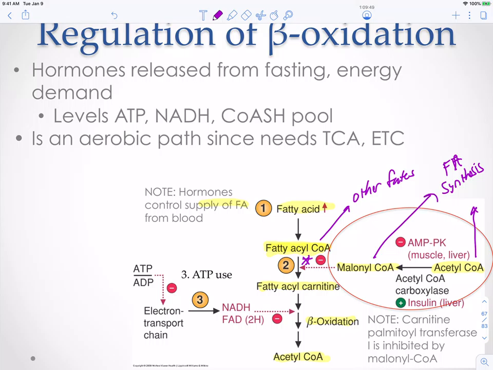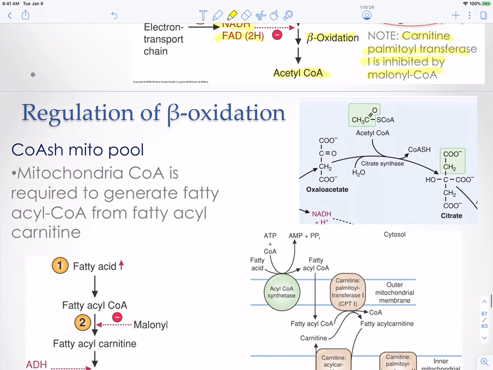And so it makes sense that if you're synthesizing fatty acids, you want to shut down breaking down the fatty acids. So the presence of malonyl-CoA in the cytosol will block the carnitine acyltransferase 1. So that's, remember, in that outer mitochondrial membrane. And so it'll prevent the fatty acyl carnitine formation so you can't get it into the mitochondria. Another is the ratio of NAD, FAD, so those ratios, and also the ATP-ADP ratios. So we'll go over those in a little bit.